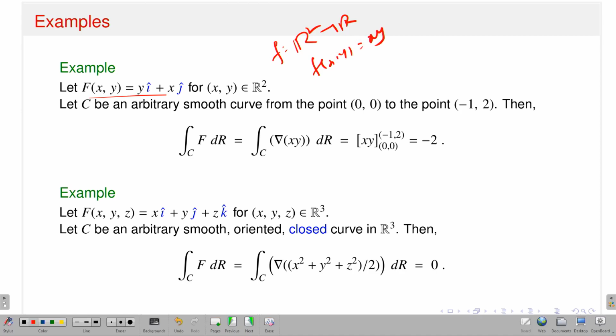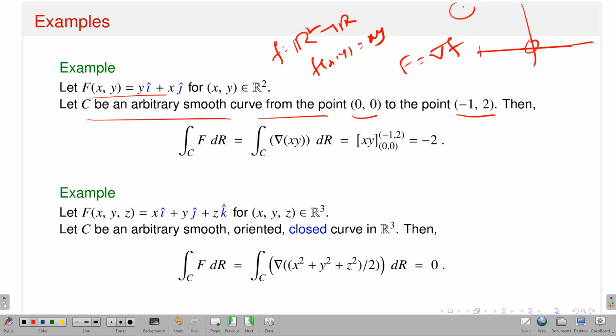Yeah, product. So then your capital F, which is the gradient of f, that means its first observation is that it is a gradient vector field. And suppose C is any arbitrary smooth curve from the point (0, 0) to (-1, 2). So that means you have a point (0, 0) and a point (-1, 2), this is -1, and this is 2. So this is the point, and this is my curve.